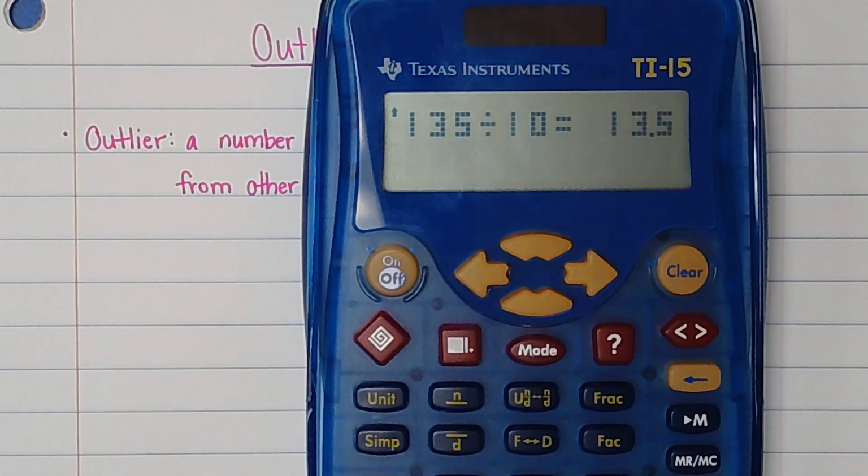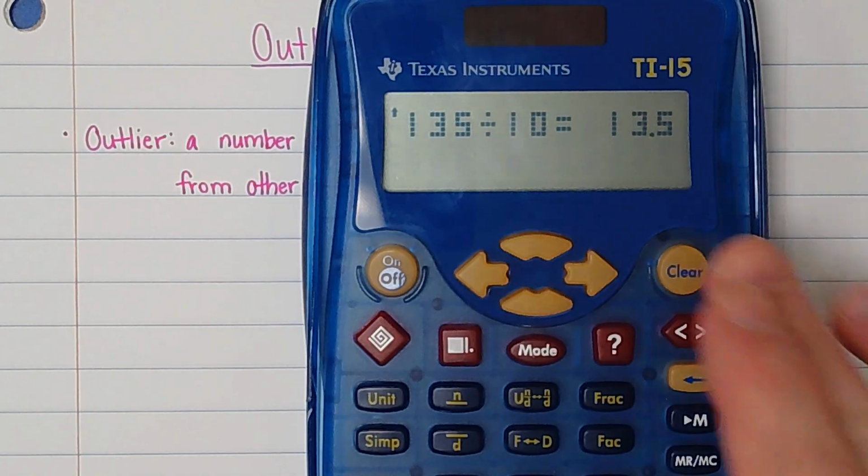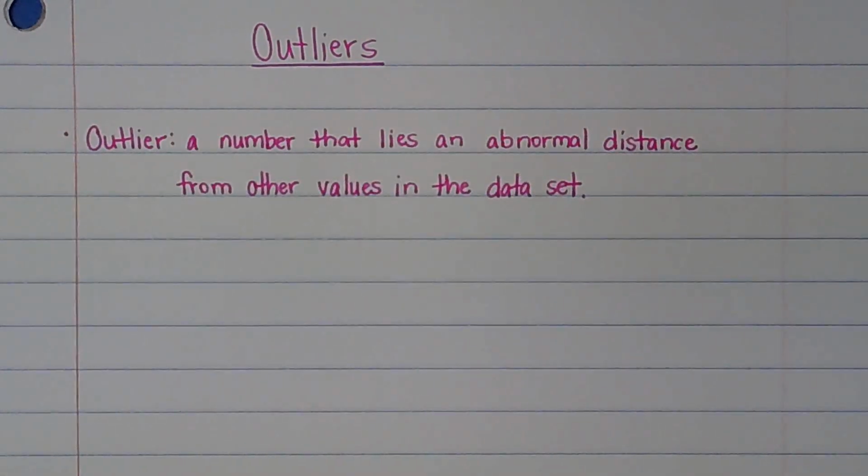Whereas if we use the median, that number in the middle is most likely going to be 11, 12, right where it should be. So once again, if there's an outlier, make sure you're using the median because the mean is going to be thrown off a little bit. All right, let's look at a couple examples.